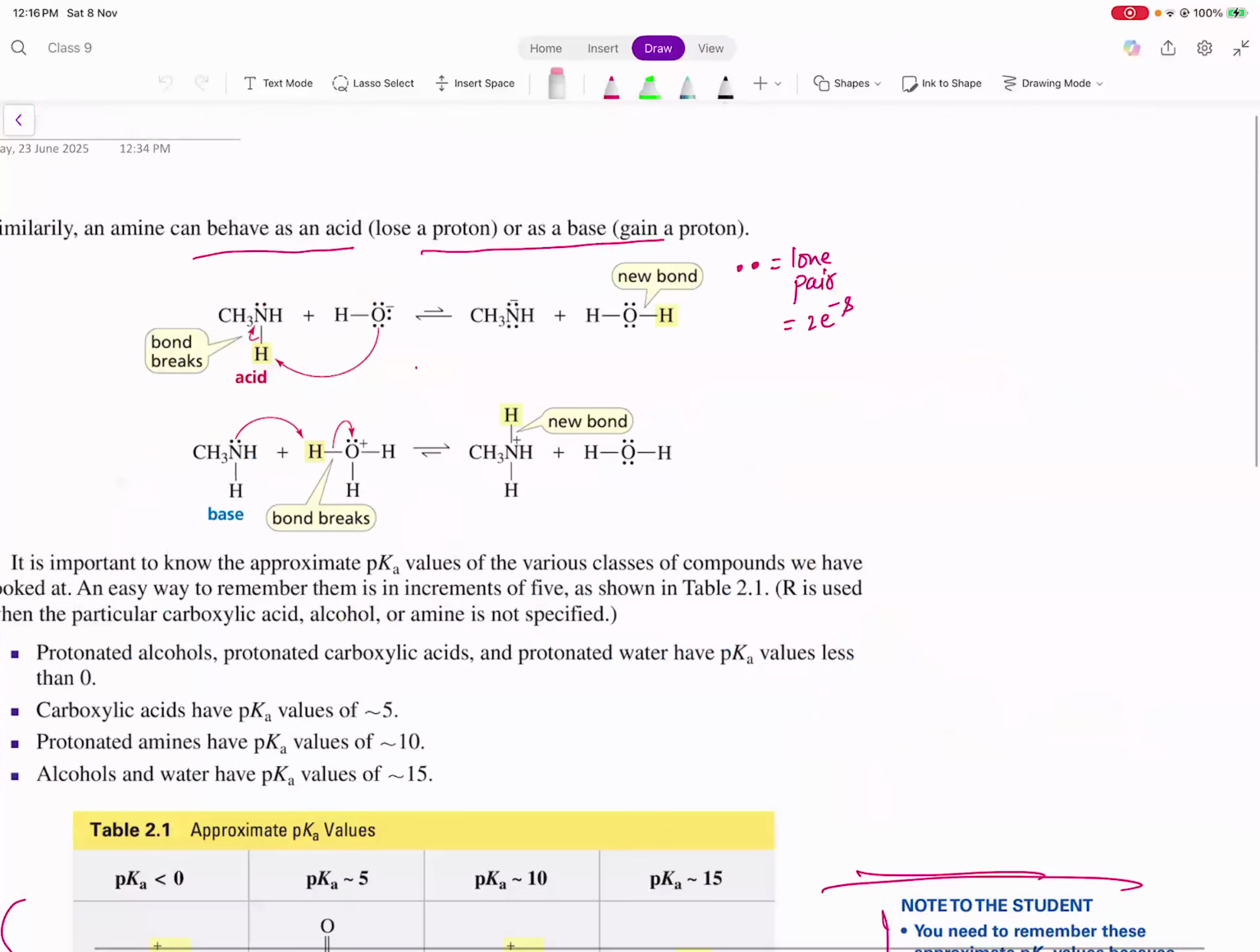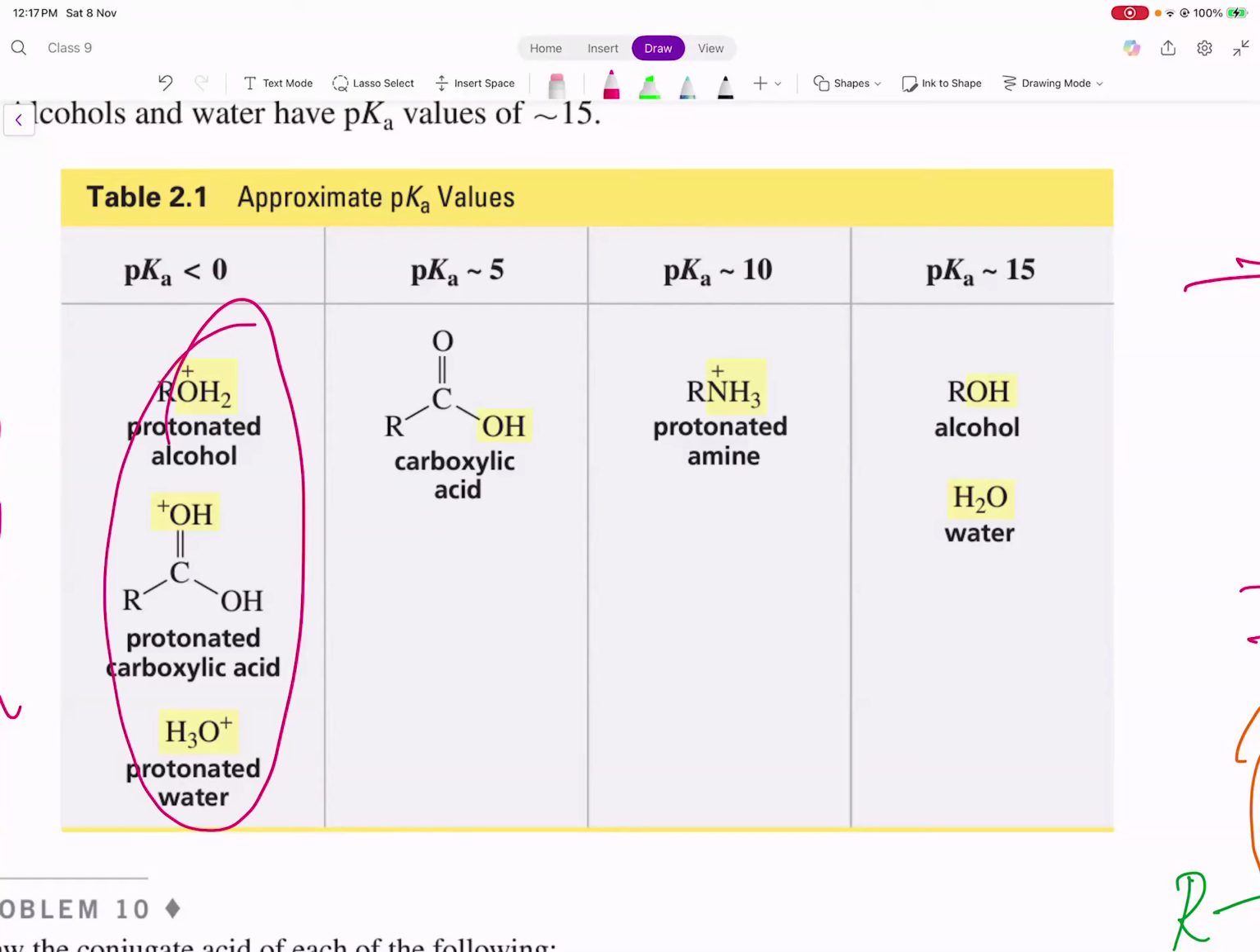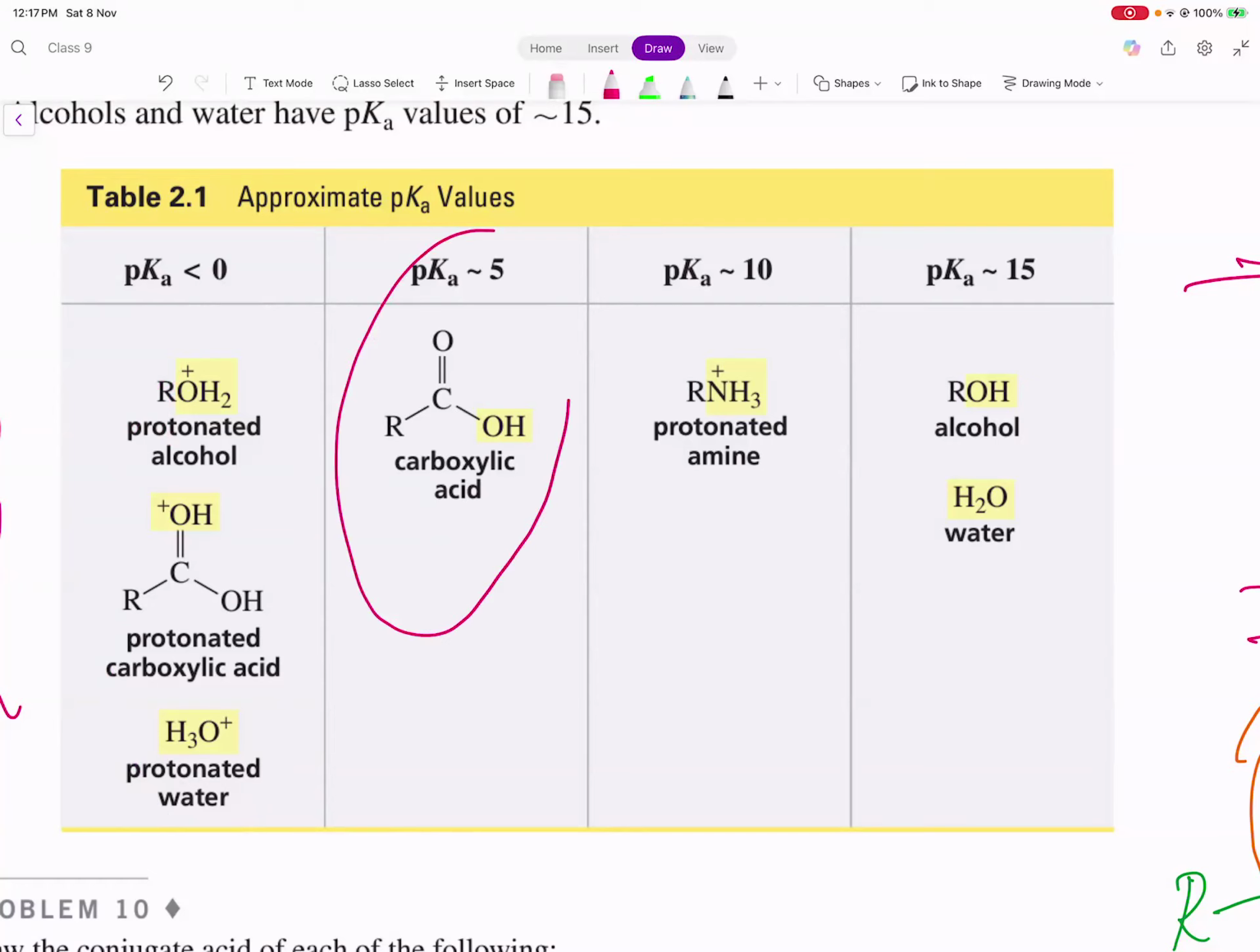The important thing is that you have to remember the pKa values, and we remember them in multiples of 5. Less than 0 are the protonated species. When oxygen is protonated, so that oxygen has a positive charge and a hydrogen attached to it, the pKa value will be less than 0. Then approximately 5 is a carboxylic acid. Then protonated amine is pKa 10, and then alcohol 15.